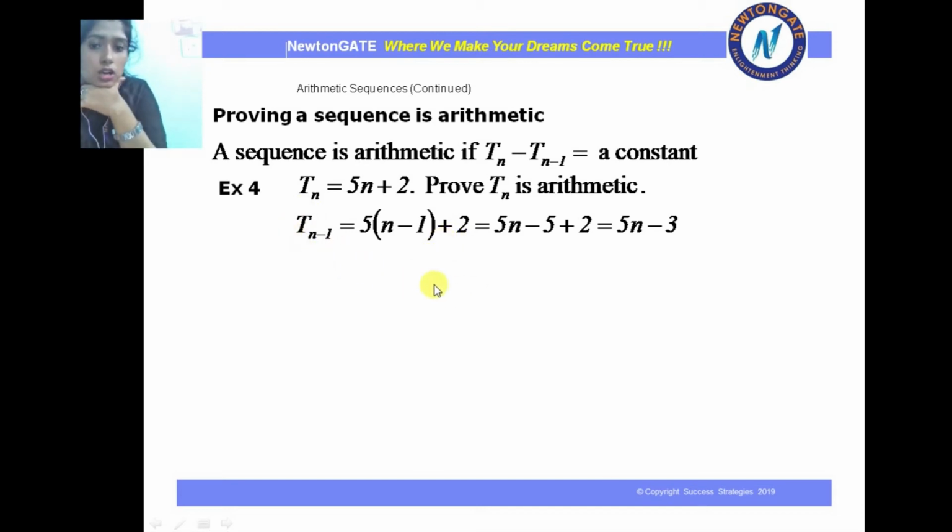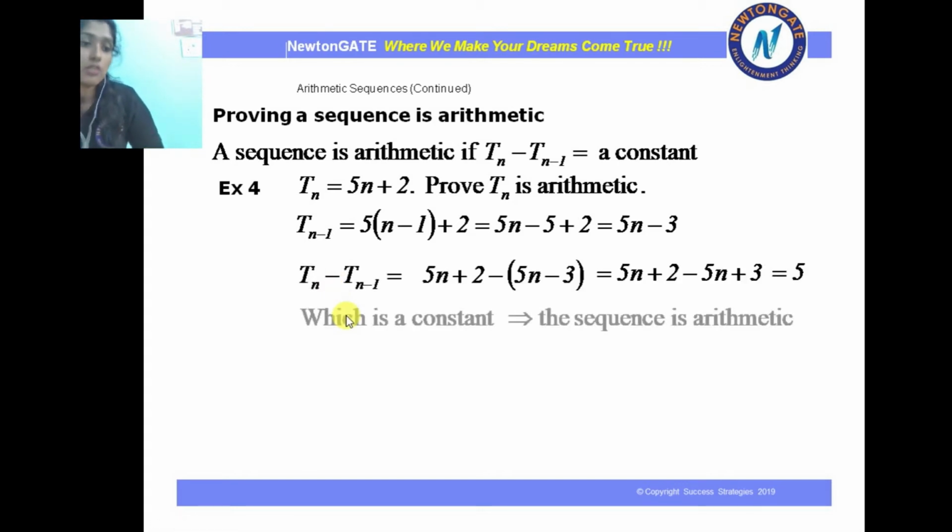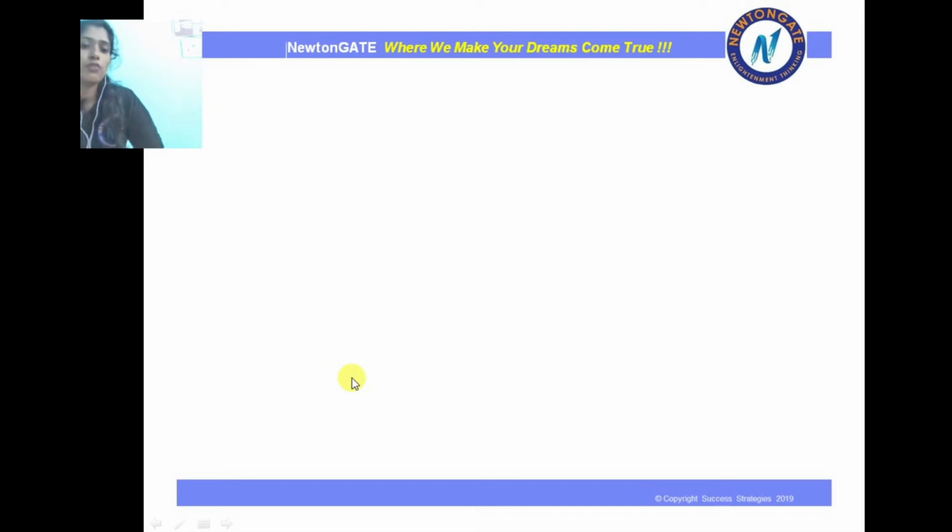On subtracting, we see that we are getting a constant number, which is 5. So it is again an arithmetic sequence. So remember this, that whenever we are given any kind of sequence, if the difference between the terms is a constant number, then it is an arithmetic sequence.